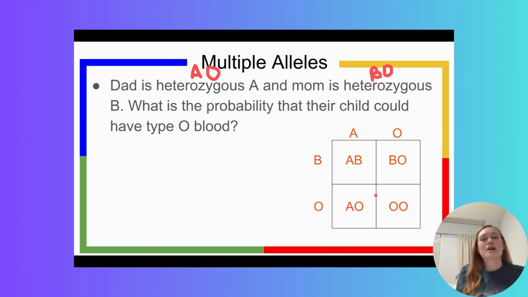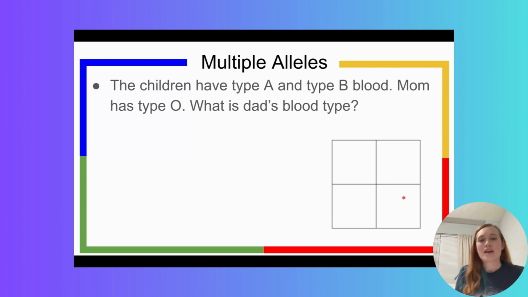So the probability that their child can have blood type O, they're only 1 out of the 4, so that should be about 25%. All right, so here's another question. We have children with type A and type B blood. Mom is type O. We need to figure out what dad's blood type is just from this.